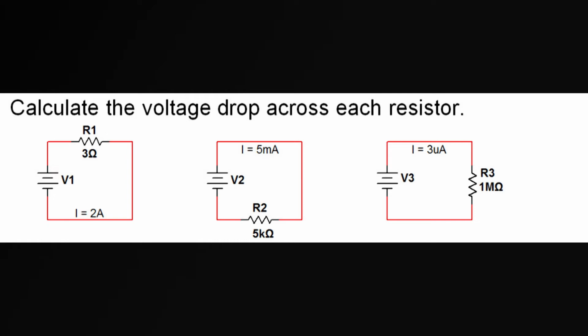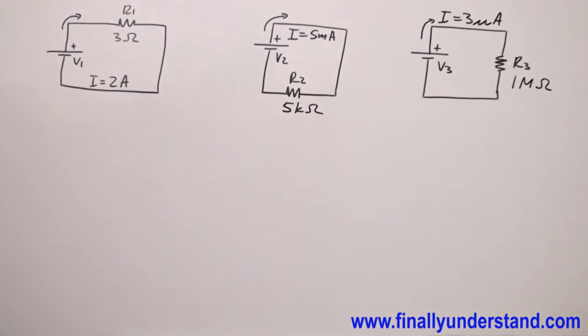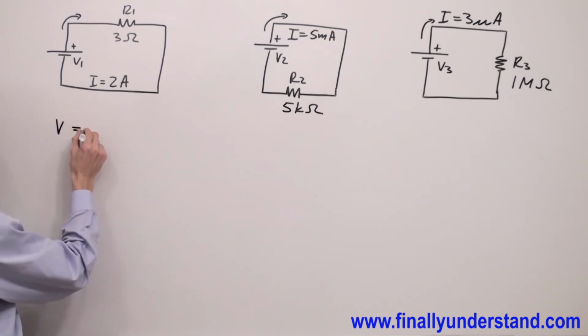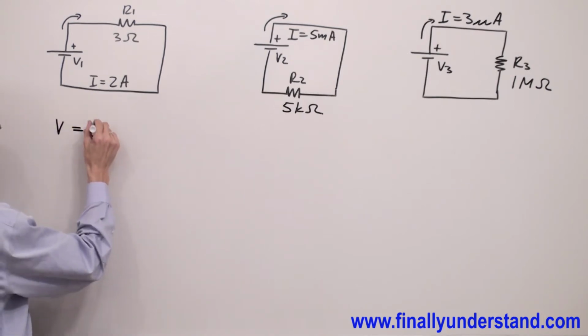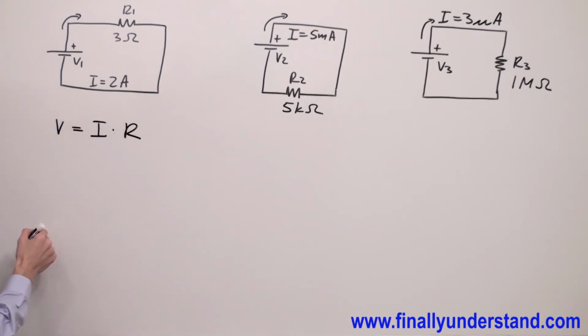Let's take a look at these three circuits. We have to find voltage for each of them. We're going to use Ohm's law for voltage. Voltage, we said, is equal to current times resistance. This is the general formula for voltage.